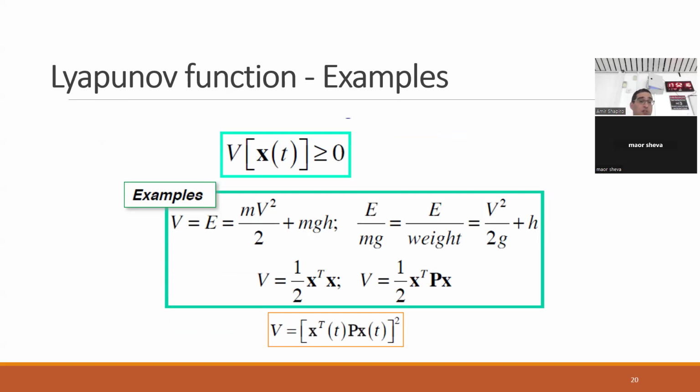So here are a few examples of Lyapunov functions, which is V of x. Recall that V of x must be greater than 0, and 0 only at x equals 0. So a few examples here. You see the kinetic energy plus potential energy.